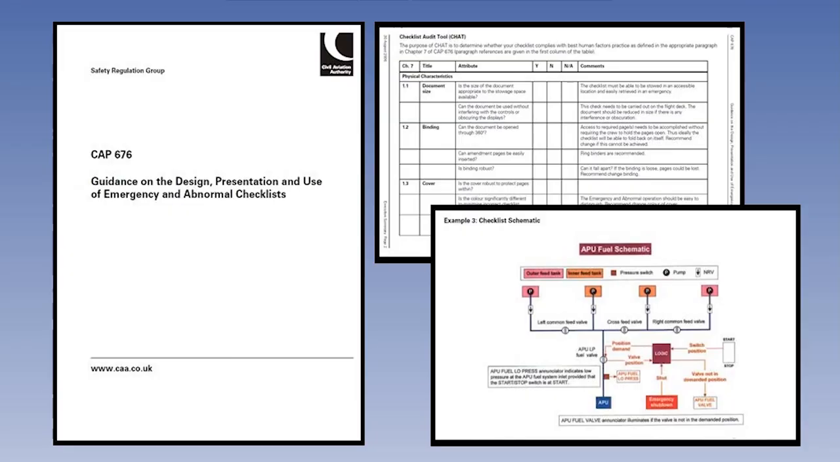The guidance in CAP 676 is remarkably detailed. There are 10 pages of best practice in designing checklists, and a further 34 pages on topics such as how to use a checklist, common errors, and a list of 33 compulsory emergency checklists, such as engine fires.